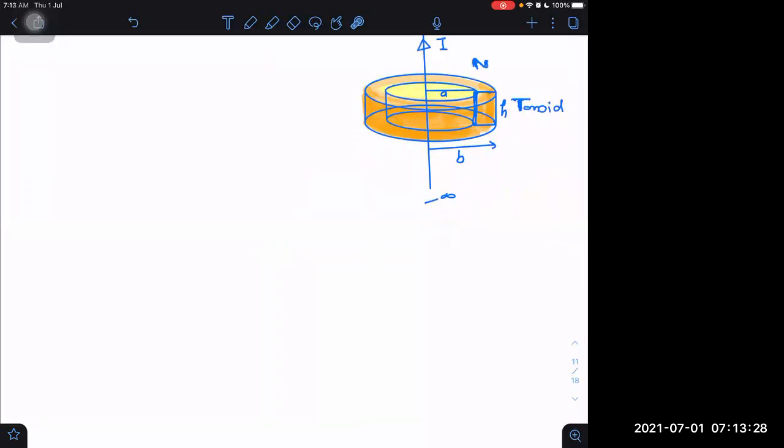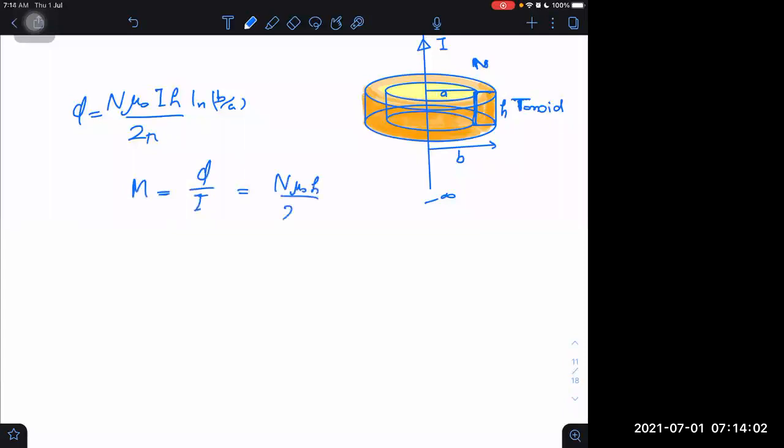Can we write flux as mu naught I h by 2 pi ln b by a? Yes, that only. That is the flux, but it is through one turn. We have to multiply by N to get the total flux through the toroid. Then flux divided by current will be the mutual inductance, which will be n into mu naught into h by 2 pi into ln b by a.